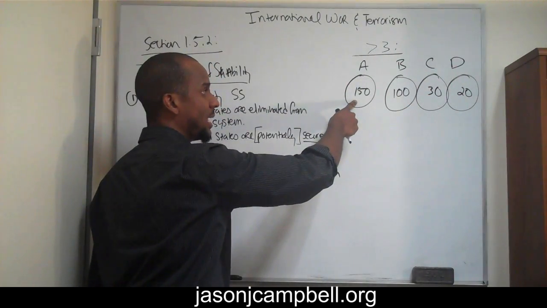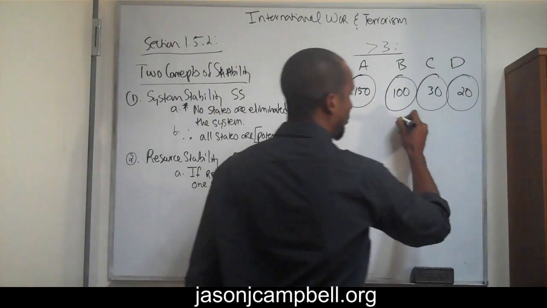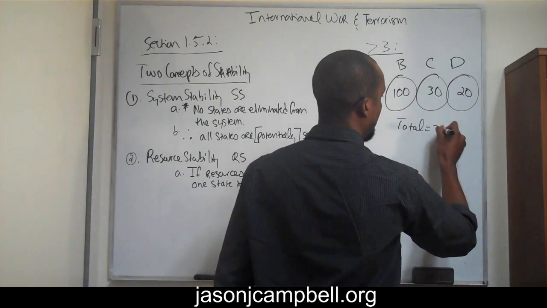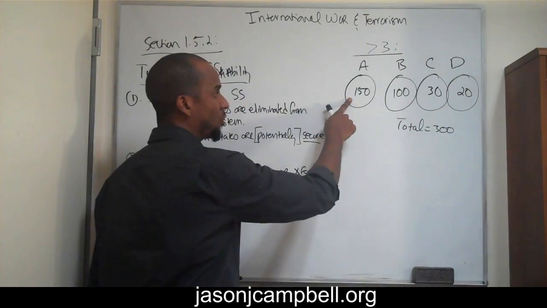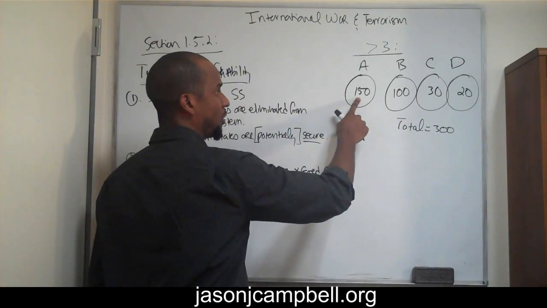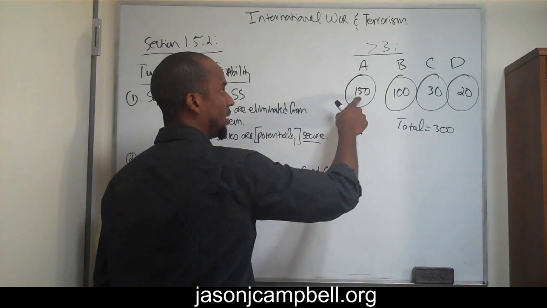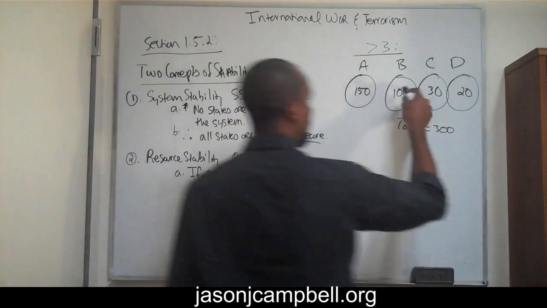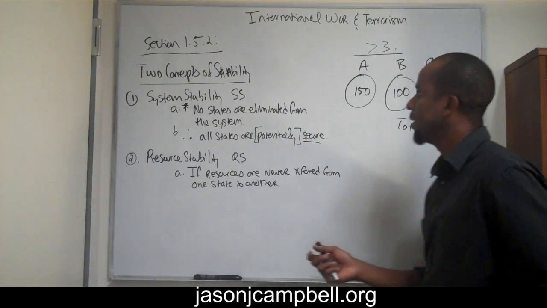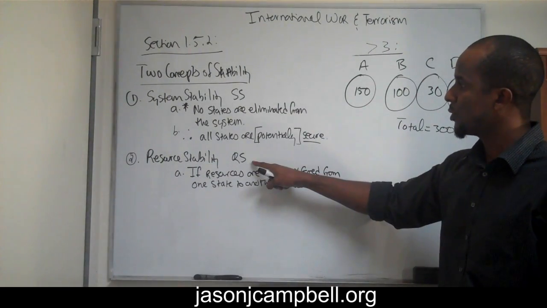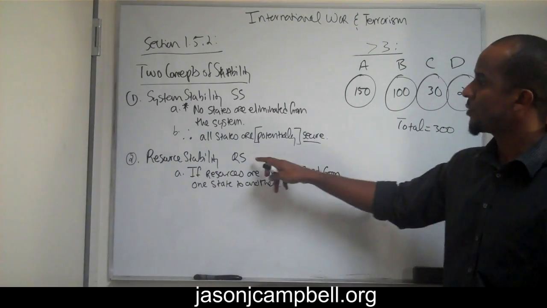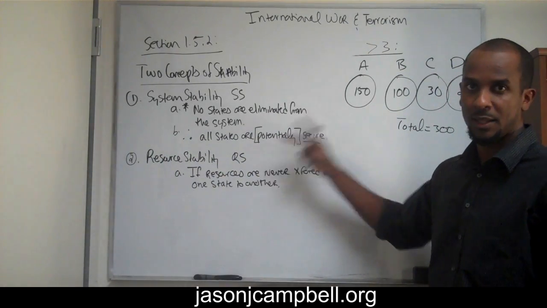At least one state has half the distribution. Total distribution obviously is 300, right? Half the distribution. One state has attained that. Therefore, because one state has attained that, it doesn't really matter what the distribution is here. We have system and resource stability. There won't need to be a transference of any resources in this system.